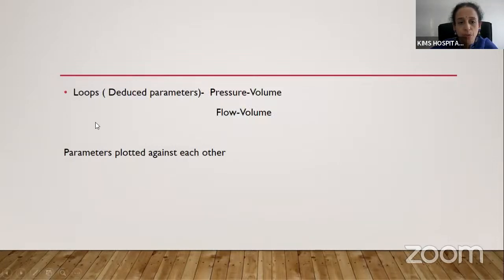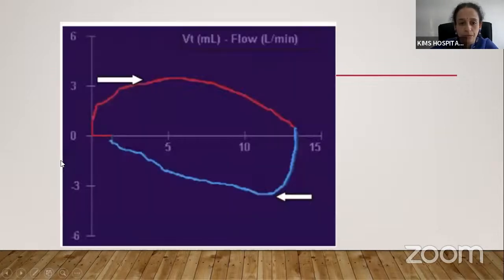Loops are derived parameters in which these three parameters are plotted against each other. But the commonly studied loops are the pressure-volume loop and the flow-volume loop. The flow-pressure loop is not commonly studied, so we are not discussing it today. So this is the PV loop. In this, this is the inspiratory part, and this is the expiratory part. This part is the FRC, functional residual capacity, and this is the tidal volume which is given to the baby.